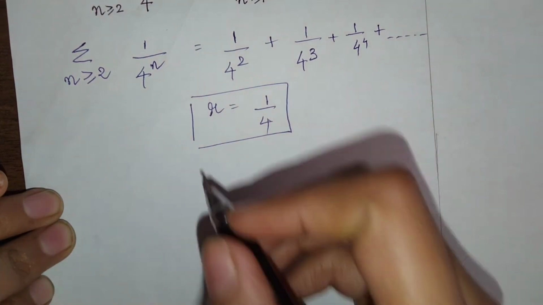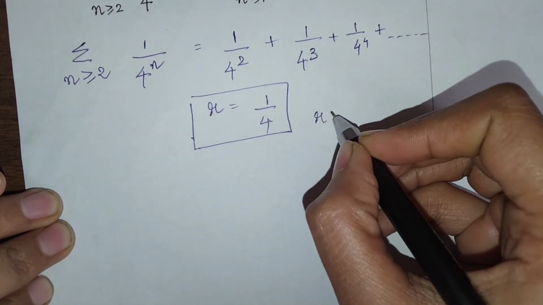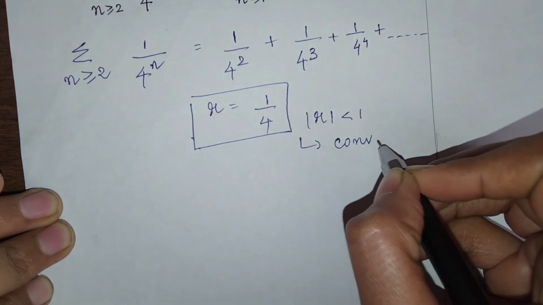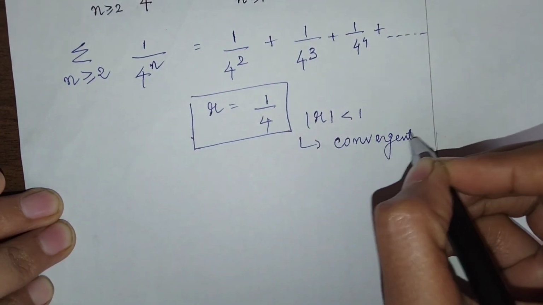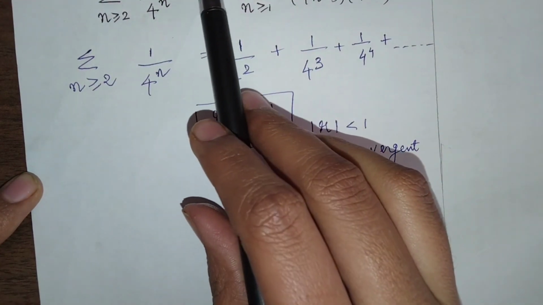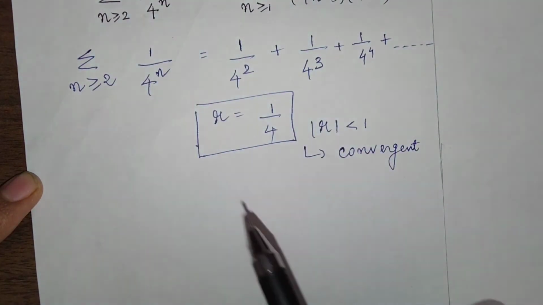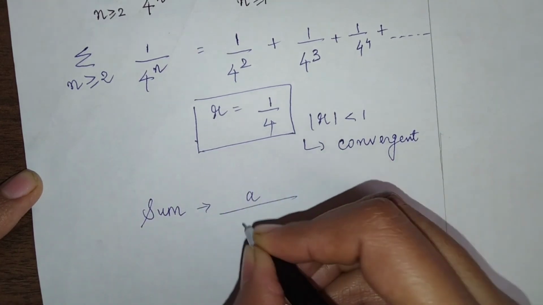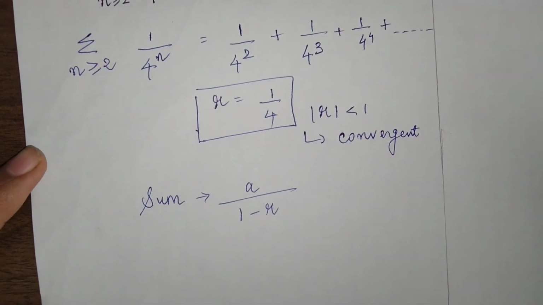And as we have r less than 1, mod r is less than 1, so this series is convergent. But now, what is asked? We have to find the sum of the series. So we will find the sum by using the formula a upon 1 minus r.